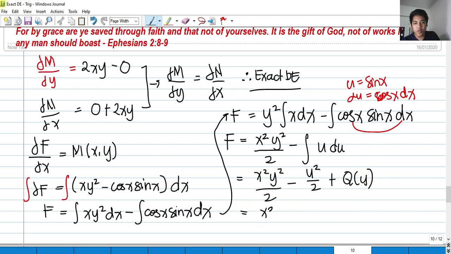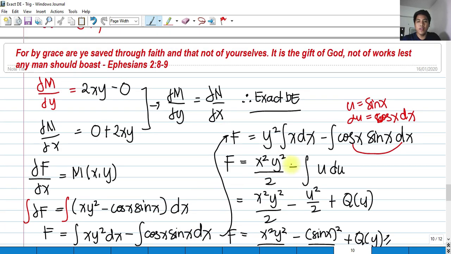Then we have x squared y squared over 2 minus the u, back substituted. So we have sine of x squared over 2 plus q of y. So that is our first value of f.